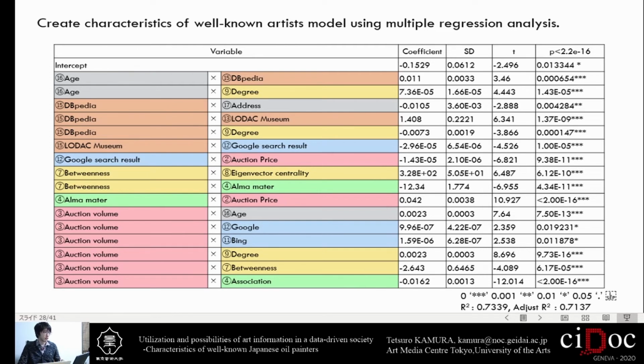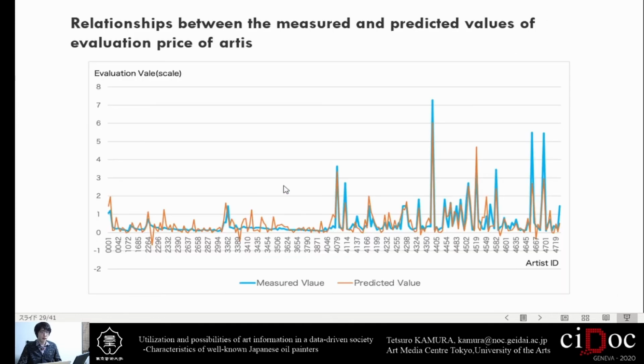There seem to be a lot of auction volume variables. Relationships between the measured and predicted values of the evaluation price of artists. This figure is a fitting of the predicted and measured values. As you can see from the graph, higher evaluation values tend to have higher variability. We need to make some improvement in the model expression.